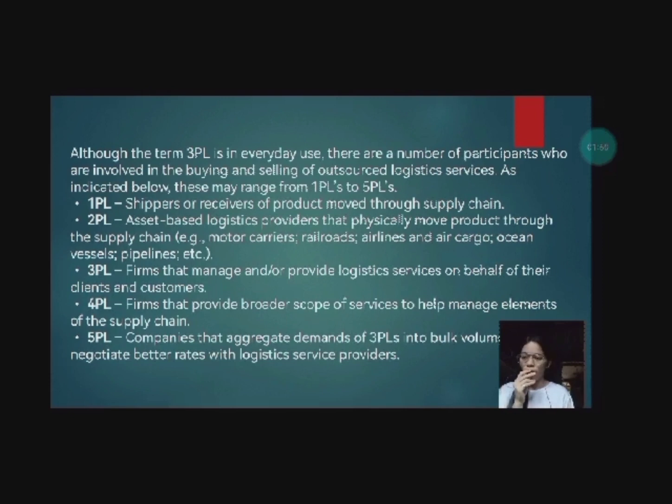Next is 4PL or fourth-party logistics: firms that provide a broader scope of services to help manage elements of a supply chain. So, 4PL firms offer a broader range of services to manage aspects of the supply chain. For example, coordinating various third-party logistics providers for a more integrated logistics solution.